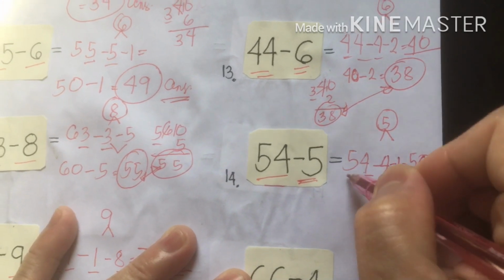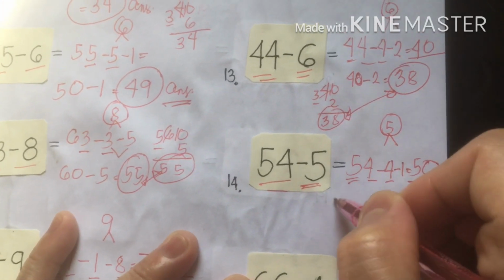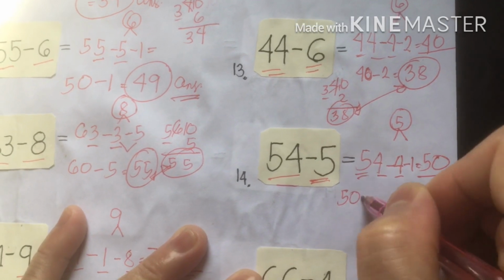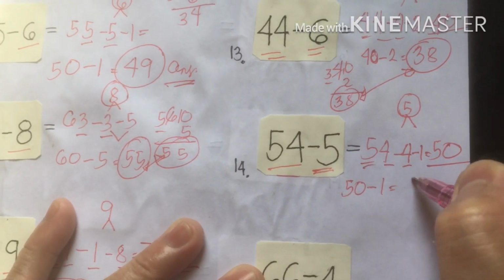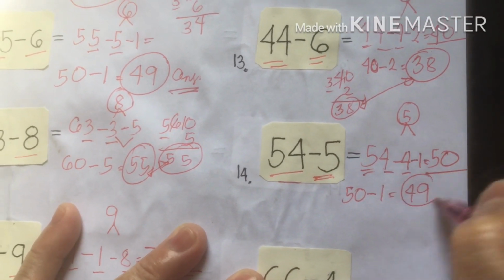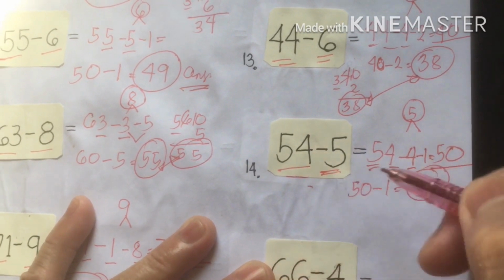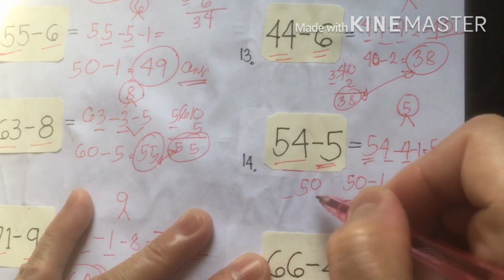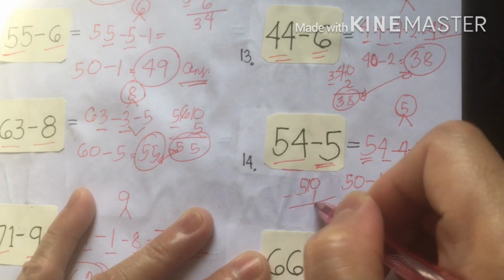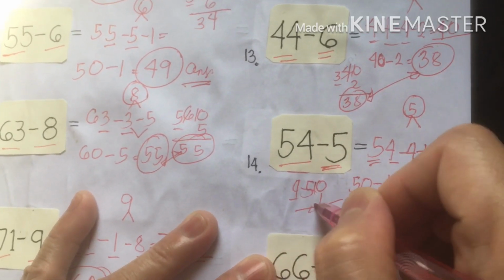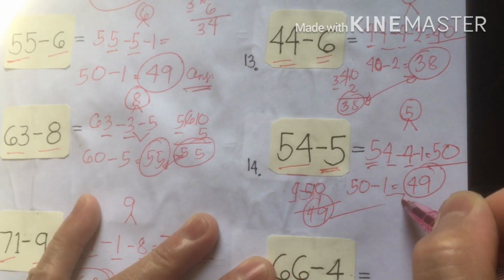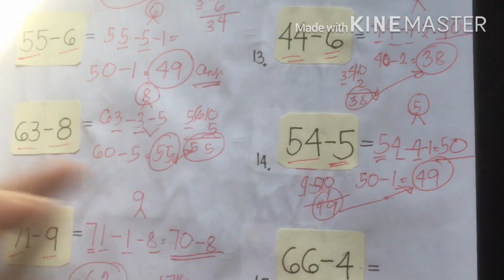Then get 5 here. That's 50. We write 50 minus 1. The result is 49. Why? I'm going to show you. 50 minus 1. So 10, that's 9. 5 becomes 4, that's 49. And it's still the same.